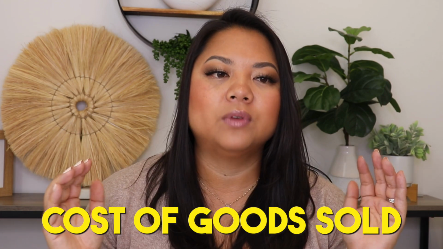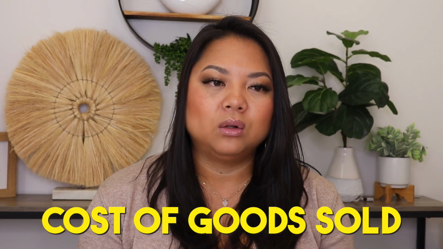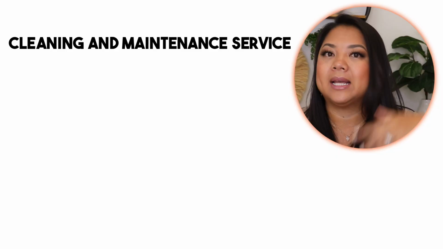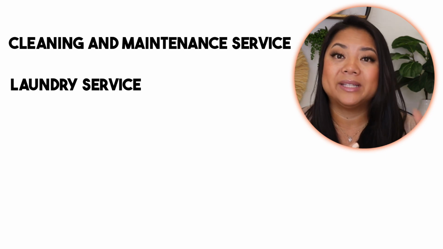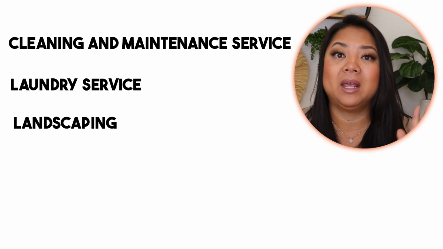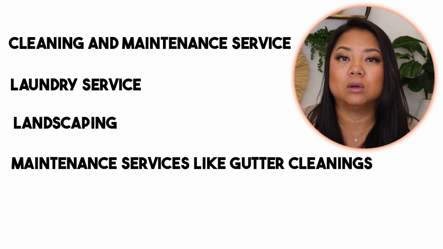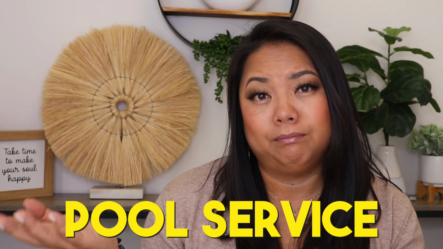Then as we work our way down the list, I've got a broad category of cost of goods sold. So what that includes for me is cleaning and maintenance service. So cleaning the units at the turnovers, any laundry service, if you send out for laundry, landscaping, maintenance service, like gutter cleanings, anything that has to do with keeping the house in order for guests to be able to use it and for you to rent it out. So that's what I think of when I think of cost of goods sold. And then, pool service. If you live in the snow, that might mean plowing service. I don't know what other things you would consider for your space, but that's the gist of it.